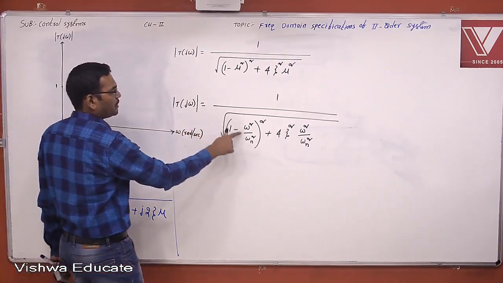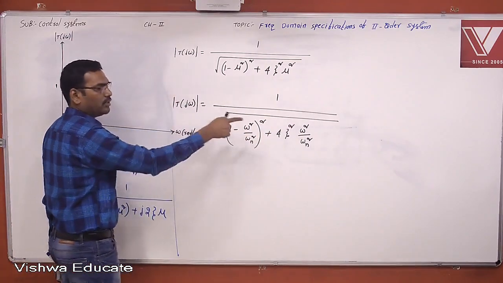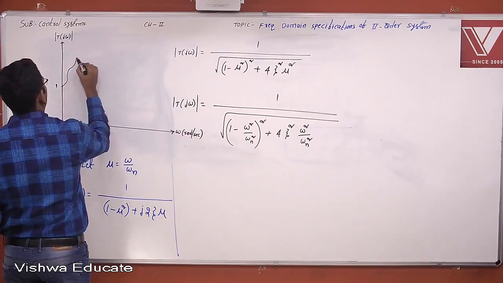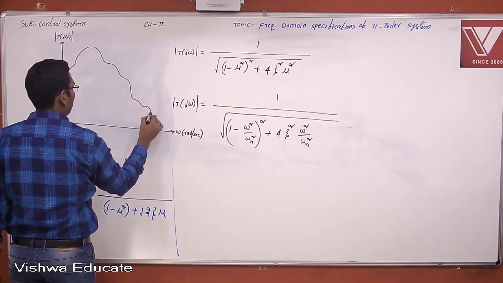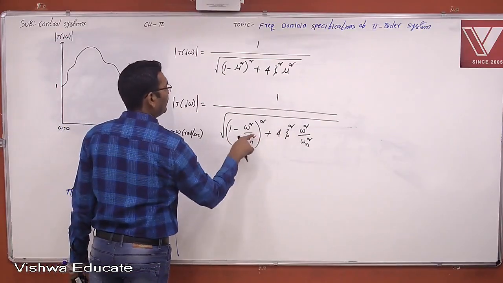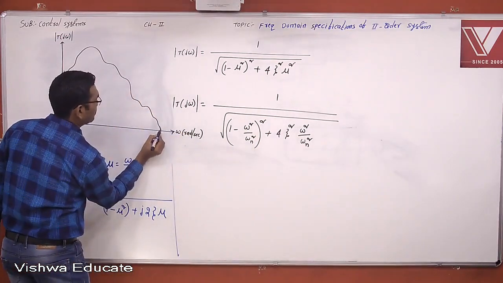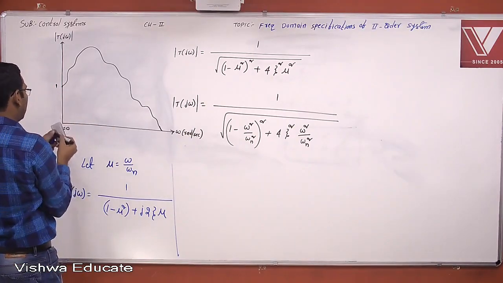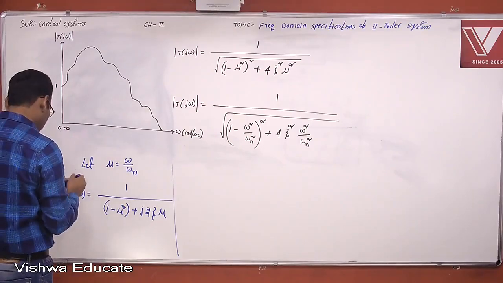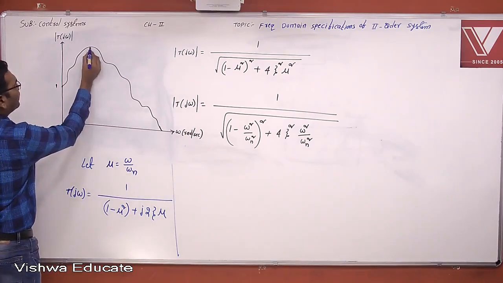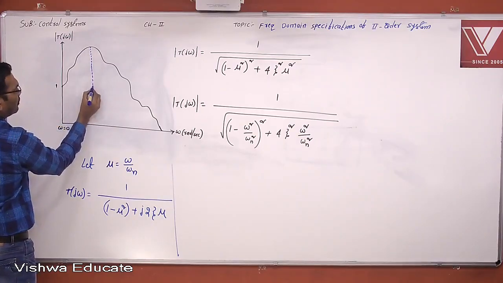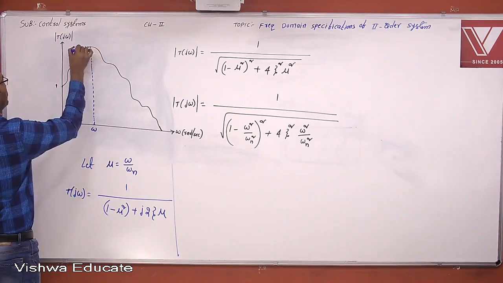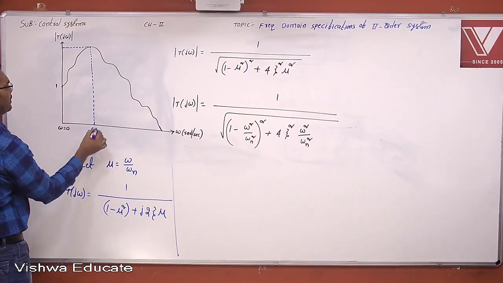But as frequency changes, omega changes, does this magnitude change or not? Yes, as omega changes, this magnitude changes, and at omega equal to infinity, it is something by infinity, which is nothing but 0. So as frequency changes, at one particular frequency, you can get the maximum magnitude. At one particular frequency, you can get the maximum magnitude.